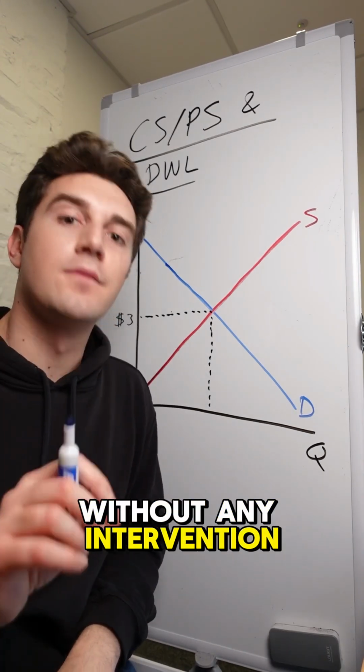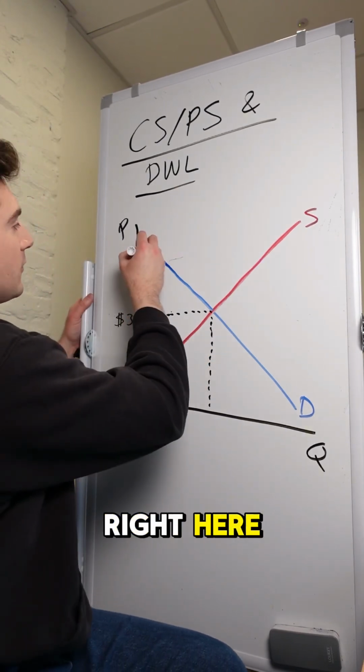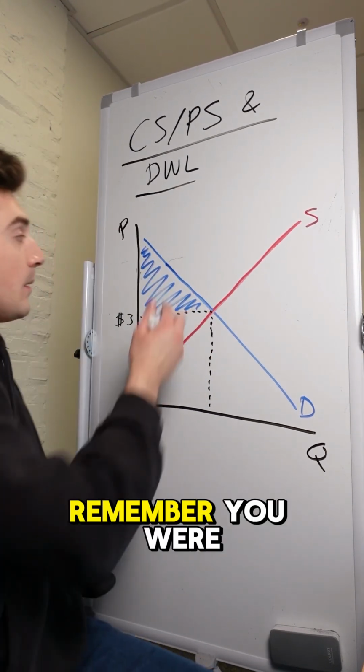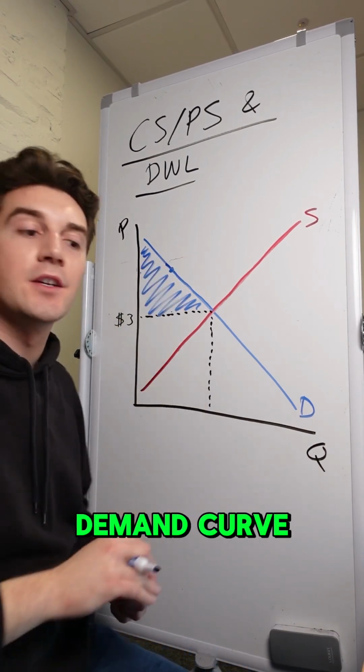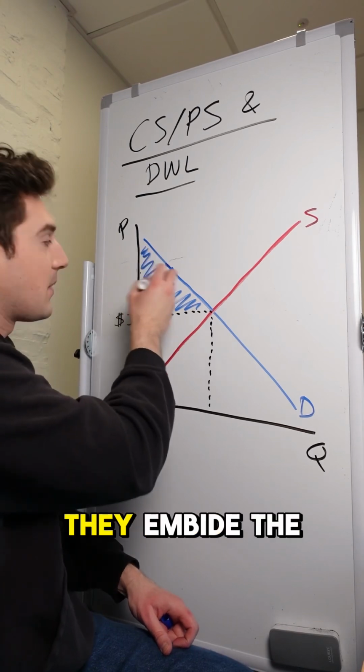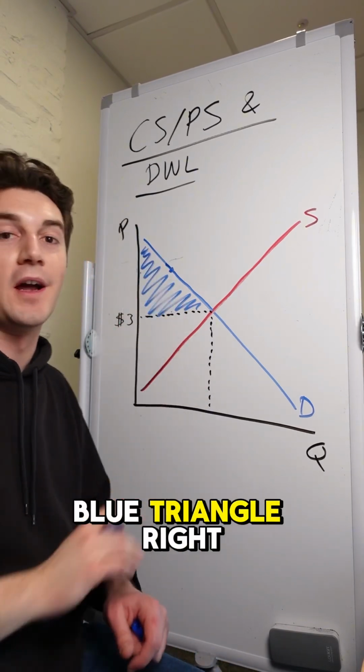Without any intervention in this free market right here, we can see consumer surplus represented with this triangle right here. Remember, you were a given point on this demand curve, but when we consider all consumers in the market for a hot dog, they embody the area of this blue triangle right here.